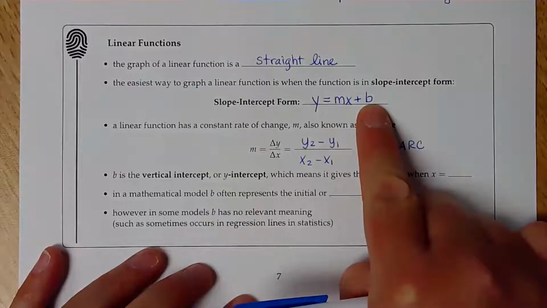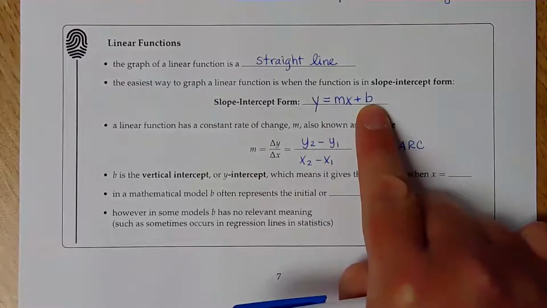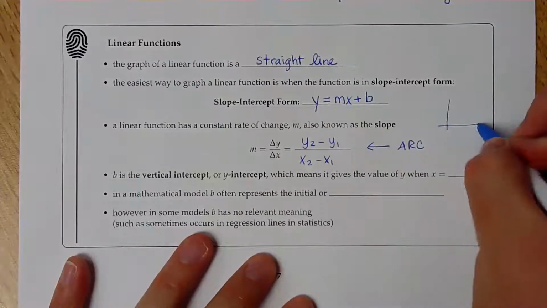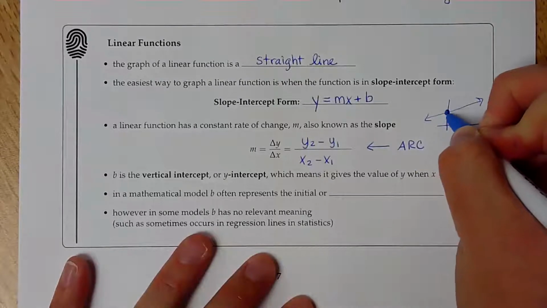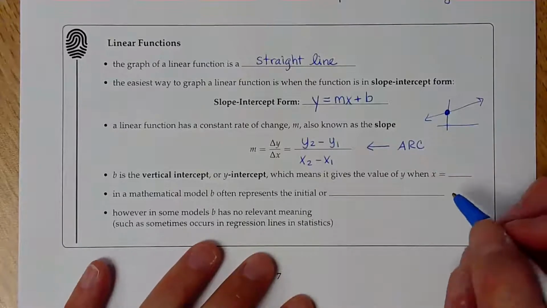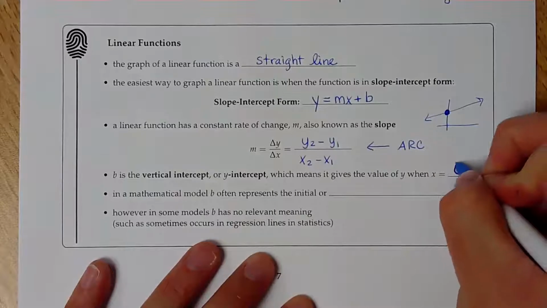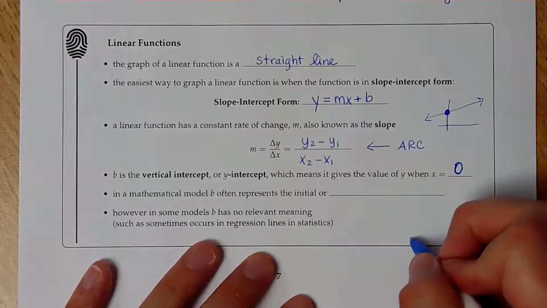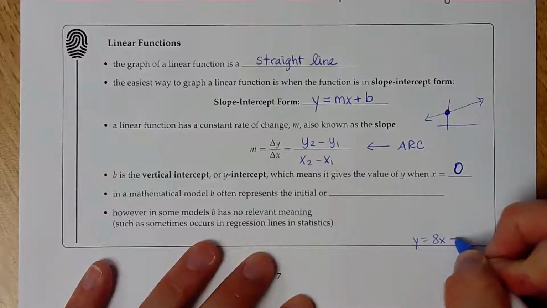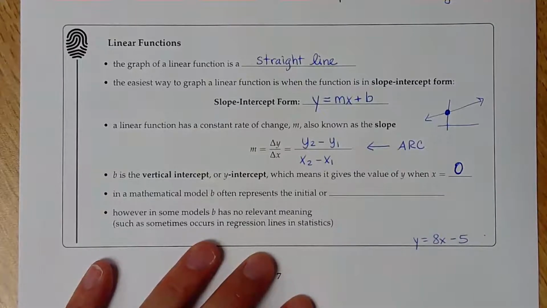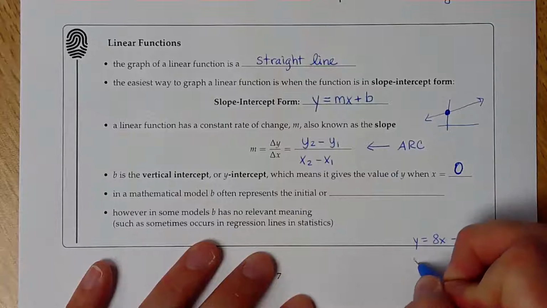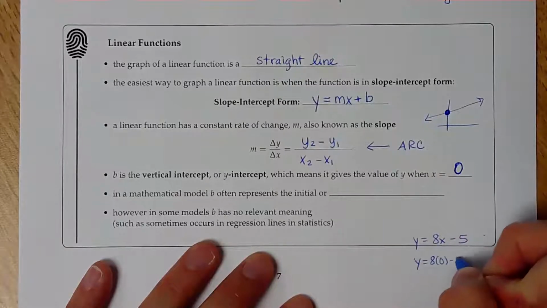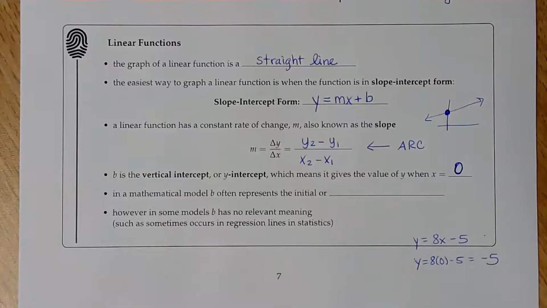The b is commonly called the y-intercept or our vertical intercept. I sketch a little graph here. It's where my function crosses over this vertical axis. So it's this point here. And that happens when x is equal to 0. So if I had the equation of a line, maybe y equals 8x minus 5, and I needed to find the y-intercept, I know that I'll get the y-intercept when x is equal to 0. So I can just plug that in, and I get y is 8 times 0 minus 5, which gives me negative 5. So that's how you can use that information.